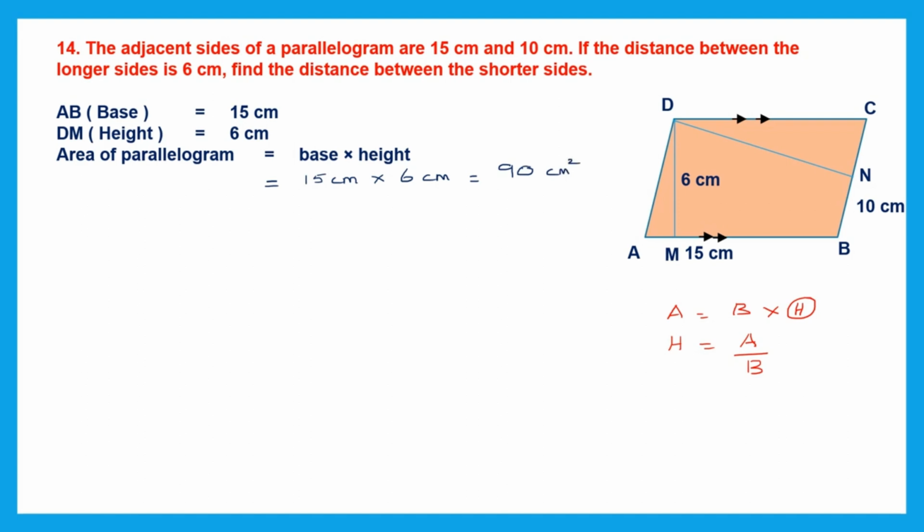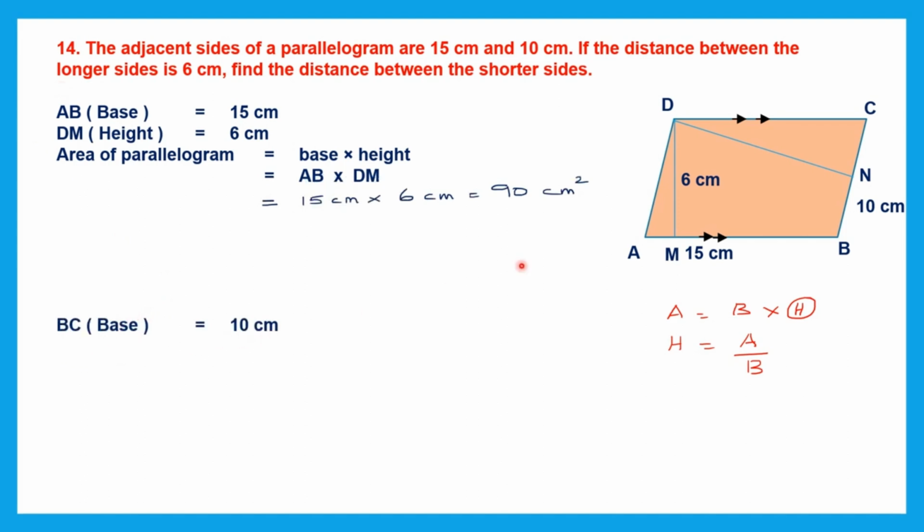Now that we have found the area, we can find the height by using this formula: height is equal to area by base. We know the area now, we know the base now, so we can find the height. Let's take the second part, that is BC is the base. This time remember we are taking the shorter side. So BC is 10 centimeters. Then DN is the height, which we don't know. So let's write it as X, because that's what we're going to find out.